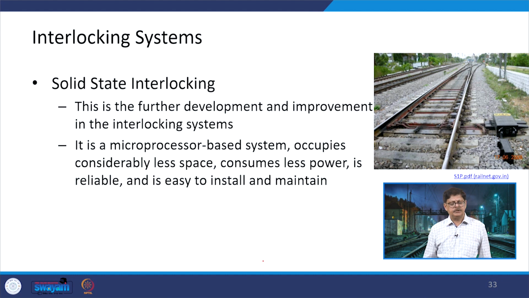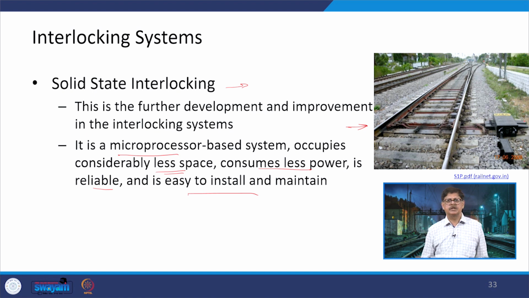Now, another type of interlocking, solid state interlocking, is the further development of the electromechanical interlocking systems. It is a microprocessor based system, it occupies considerably less space, consumes less power, it is reliable, and it is easy to install and maintain. So, this solid state interlocking further goes into the electronic interlocking system, and it is being shown here on the track, where, as you can see, very small space is being used. So, with this we are closing our discussion now. We will be continuing our discussion on interlocking and specifically electronic interlocking in the next lecture.